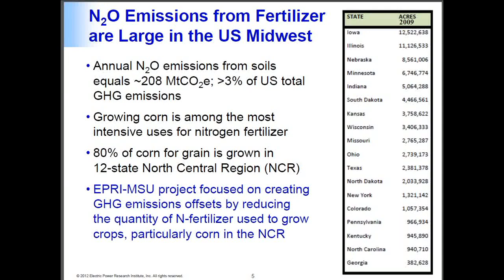Emissions from fertilizer use are very large in the United States, and very large particularly in the Midwest. Annual emissions from soil are about 200 million tons CO2e. It's about 3% of total U.S. greenhouse gas emissions. And corn is basically the most intensive user of fertilizer in the country. And 80% of corn for grain is grown in the 12 states of the north central region. As you can see on the table on the right, this is acreage of planted corn around the country in 2009. And if you look through there, you'll see that the largest corn production is being done largely in the states in the north central region, places like Iowa, Illinois, Nebraska, Minnesota, etc.